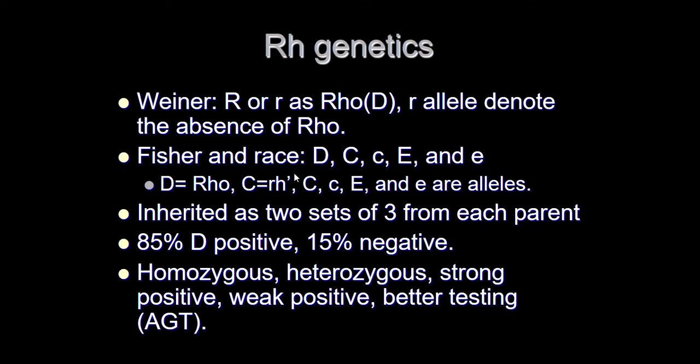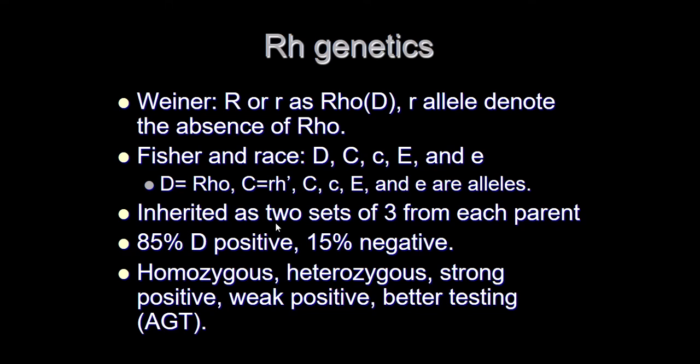The Fisher, for example, and Rhesus, the capital D, capital C, for example, small c, capital E, and small e. Capital D they call rho, capital C they call RH comma, but it doesn't have the rhesus factor here with the capital C or capital E. So the most important thing is the capital D.